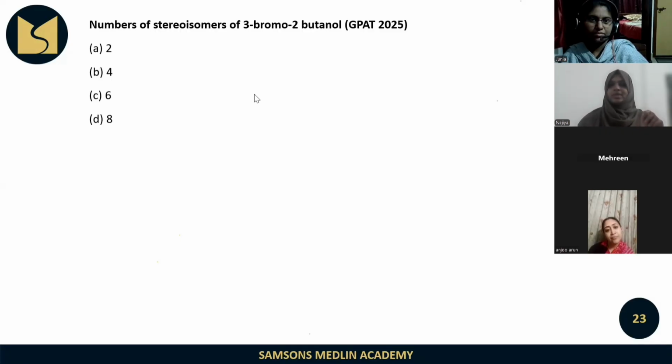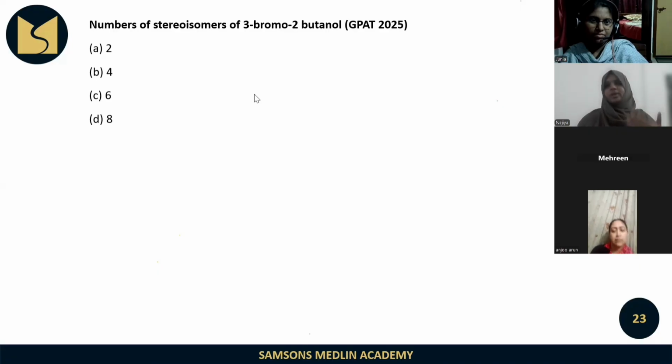Then coming to the substituent, you can see bromo. It's a halogen, an electronegative atom. It is attached at which position? 3-bromo. The substitution is at the third carbon atom. The second carbon is attached with the OH or alcoholic functional group. The third carbon atom is attached with the substituent, that is bromo. Okay, so now you know that there are 4 carbon atoms in the compound.